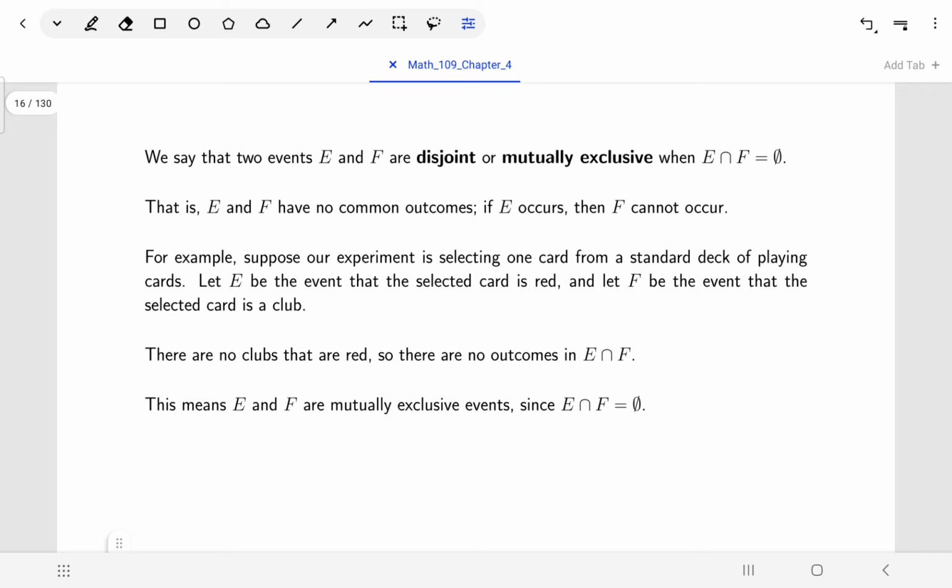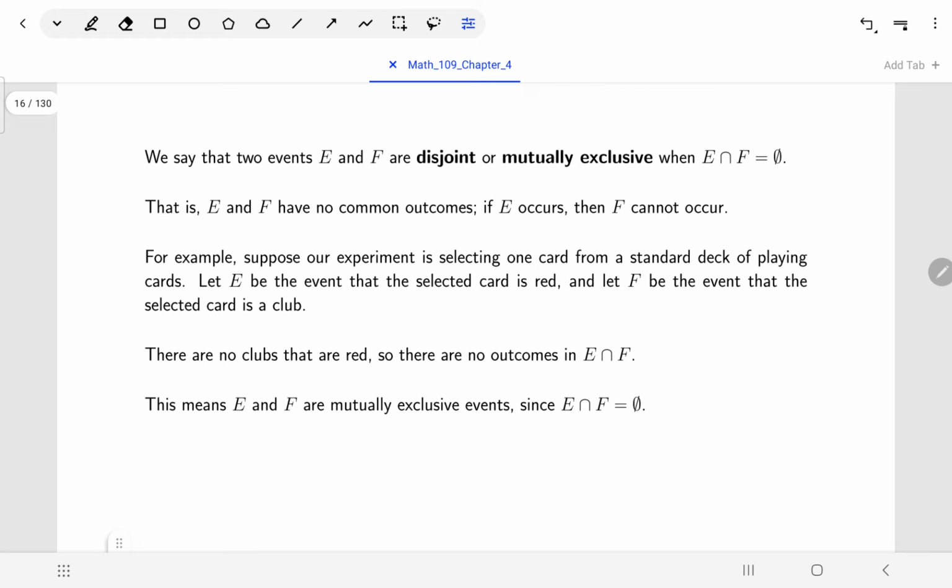And there's lots of ways that you could have disjoint or mutually exclusive events occurring in an experiment. So here I've got my card selecting experiment. Select a card from a deck of playing cards. E is the event card is red, F is the event card is a club. And if I think about the things that are inside of E, those would be all of my hearts and all of my diamonds. F, that's all of the clubs. There's no card that's going to be inside of both of those events. There's no card that's red and also a club at the same time. So E intersect F has nothing inside of it.